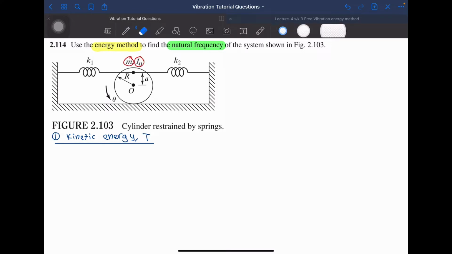All right, so the cylinder mass here is moving in two kinds of motion, translational and rotational. In terms of rotational, it moves counterclockwise, so the whole block of cylinder is moving to the left, theoretically speaking. From that, there are two kinetic energies: one for the translational, half m x dot squared, plus one for the rotational, half J naught theta dot squared.